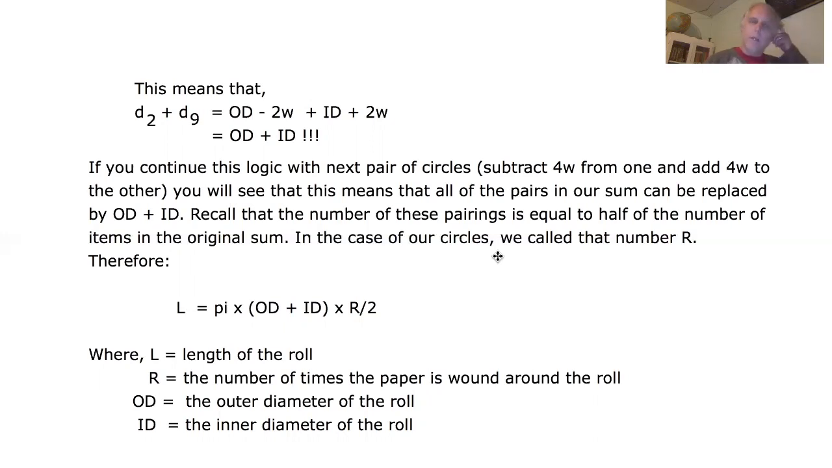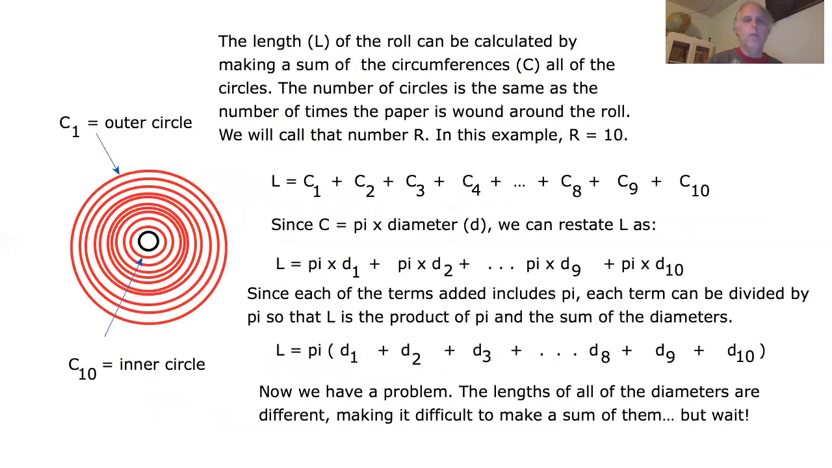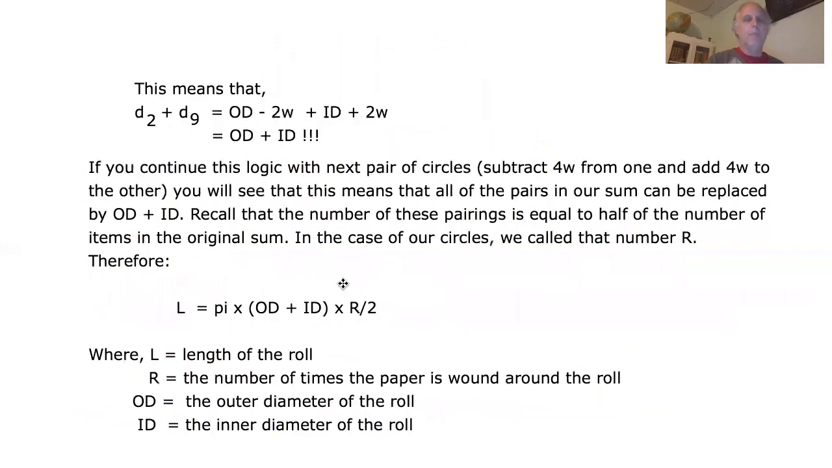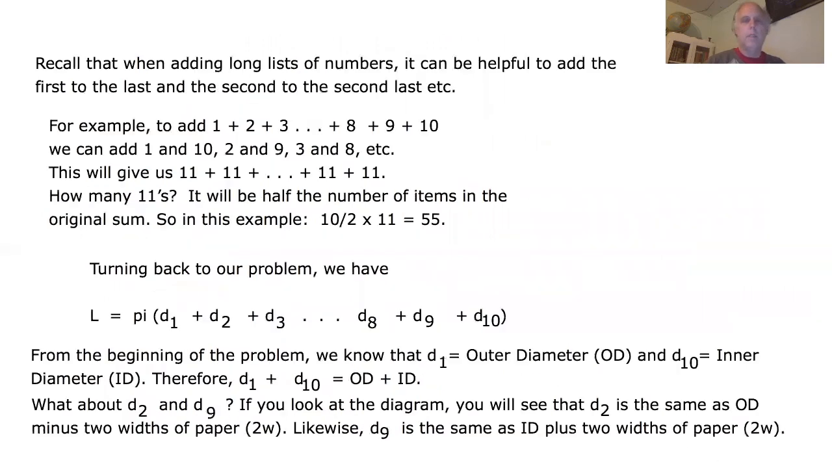In the example that we were looking at there were 10, but let's look at that for any particular roll. So we said here already that the number of circles is the same as the number of times the paper is wound around the roll, and we're going to call that number R. So R is the number of circles, or the number of times the paper is wound around the roll. In the case of our circles, we call that number R.